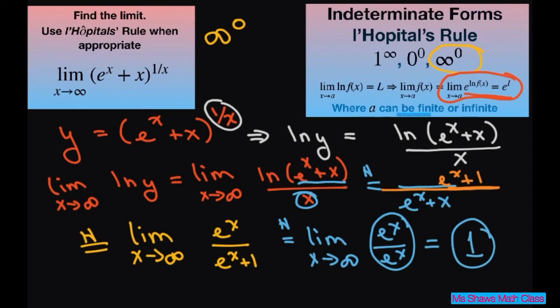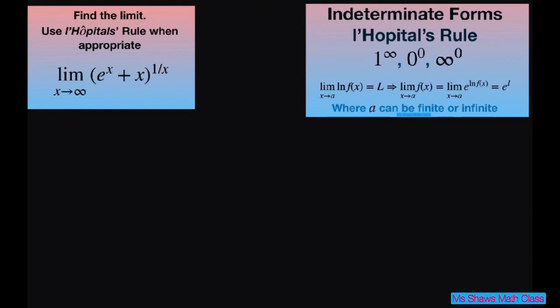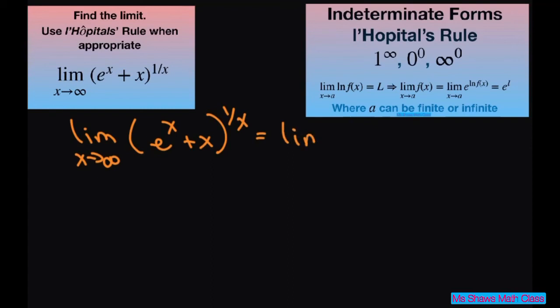So that's the limit for the limit of ln of y. That's not our limit here. We need the limit of y. This is your y. But we have the limit of ln of y. So we're going to use this formula and write this as the limit as x approaches infinity of e to the x plus x to the power of 1 divided by x equals the limit as x approaches infinity.